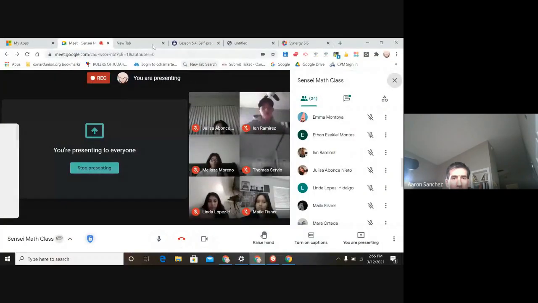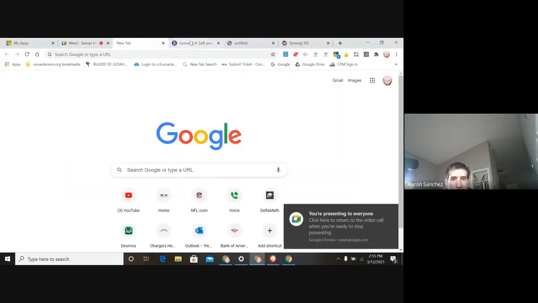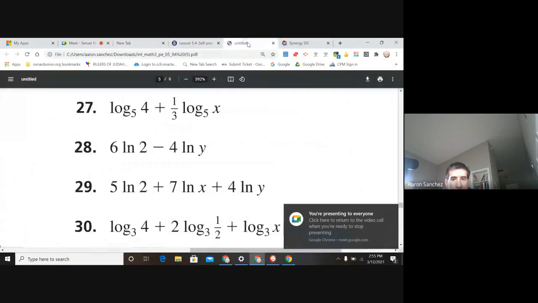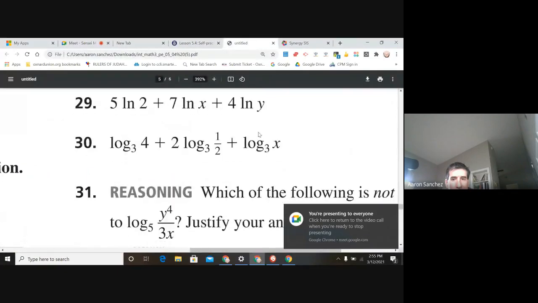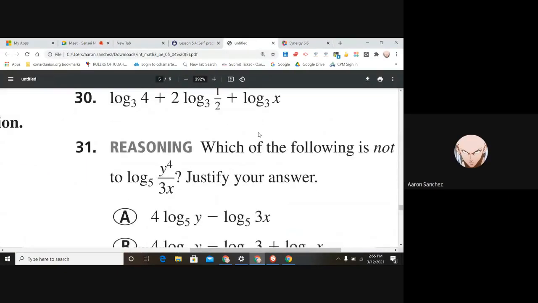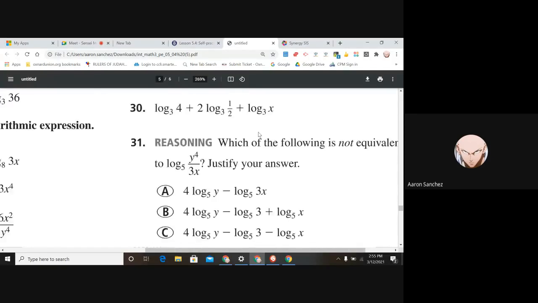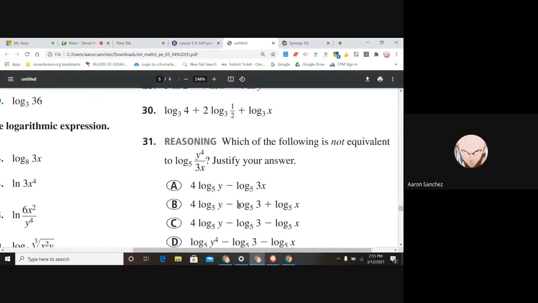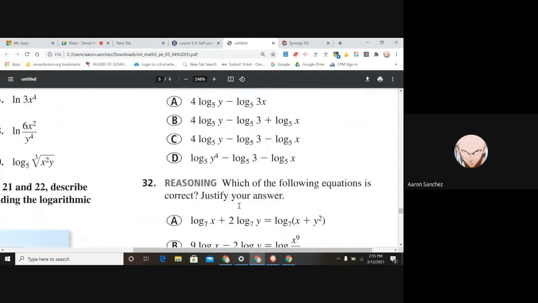Let's go to... What are we doing here? Not that one, that was 29. Am I going too fast? Tell me if I'm going too fast. Okay, this one you're just going to have to expand. There are all different things, so you're going to have to play around with that. You do 31 on your own.